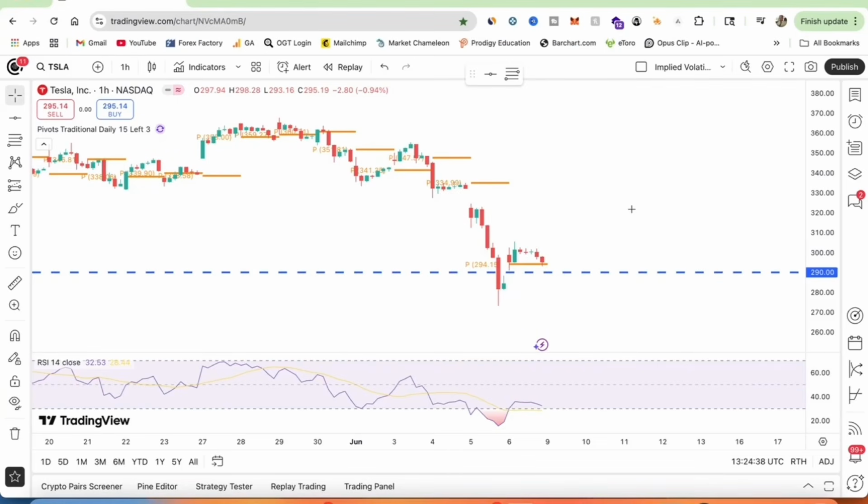In this video, I'm going to walk you through my incredibly easy options scalping strategy. All you need is two indicators, and they're absolutely free on a number of platforms. But I'll be using TradingView and going through my live Tesla trade.